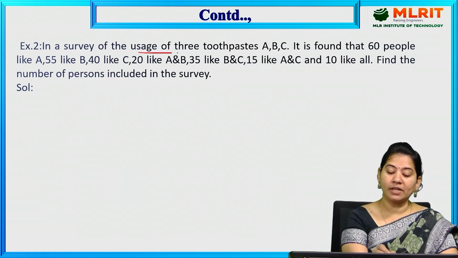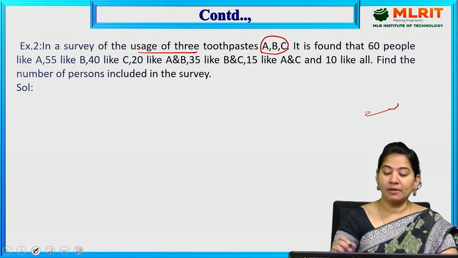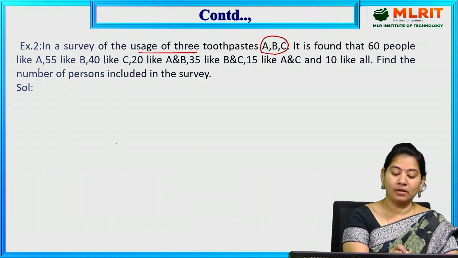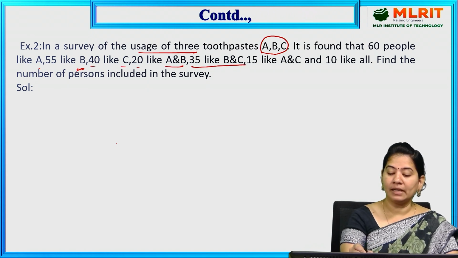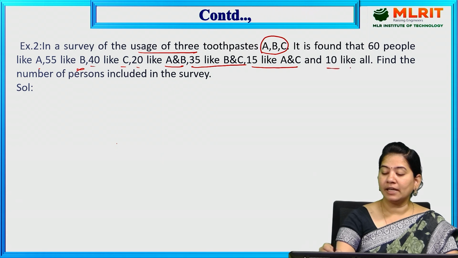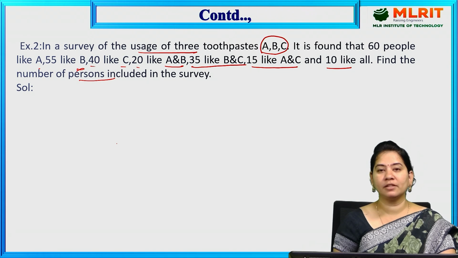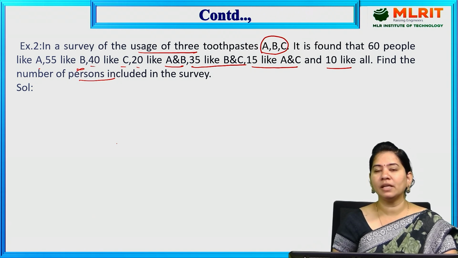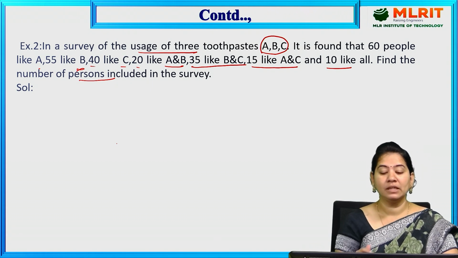In a survey of usage of 3 toothpastes, let us consider the toothpaste names are A, B, C. It is found that 60 people like A, 55 like B, 40 like C, 20 like A and B, 35 like B and C, 15 like A and C, and 10 like all the toothpastes, which is A, B and C. Now find the number of persons included in the survey. Those included can choose either A or B or C, or they can also choose all.